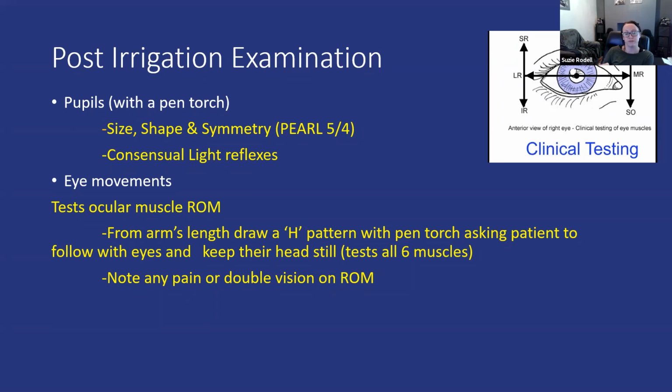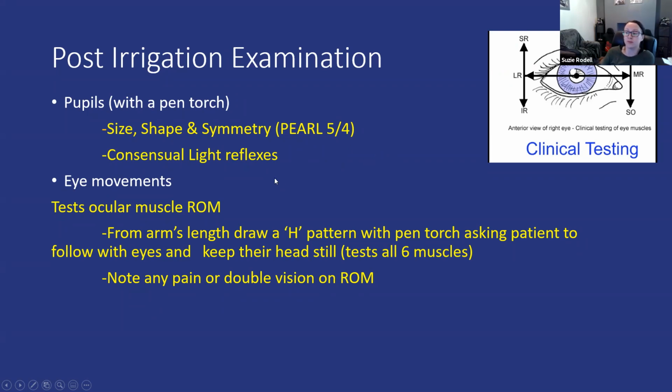And consensual light reflexes. So that's when, if you're not aware, you shine the pen torch into the right eye, for instance, and you watch the reflex in the left eye. And then you swap over and you shine the torch in the left eye, and you ensure that the right eye is reacting. That's basically confirming that the optic nerve and the brain and the components of the eye are all working simultaneously, a bit like your tendon reflexes when you're testing reflexes in neck and back injuries, for instance.